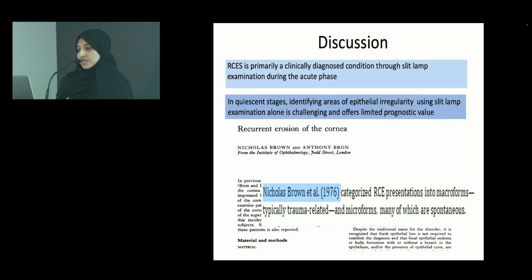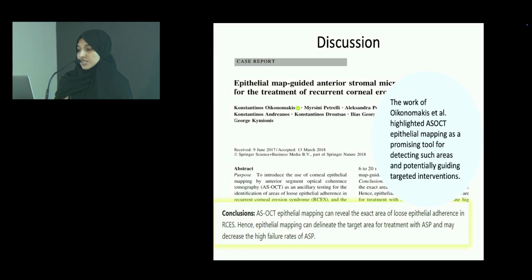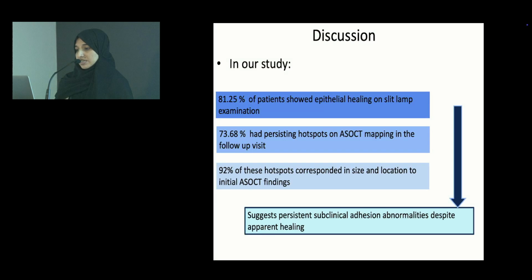So as we mentioned, it's primarily a clinically diagnosed condition through slit lamp examination, and identifying these areas of epithelial irregularity using slit lamp examination alone is challenging in quiescent stages. And it was the work of Oikonomakis et al. that highlighted ASOCT epithelial mapping as a promising tool for detecting the areas of epithelial irregularities and potentially guiding targeted interventions. So our study strengthens this finding.